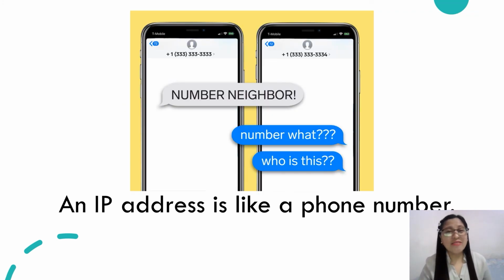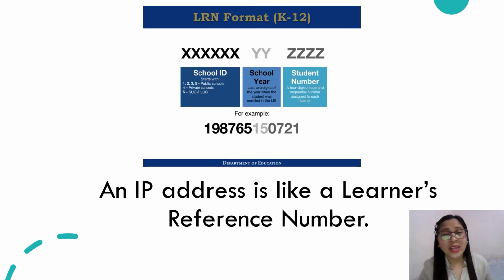Yes, you might have thought of an IP address like a phone number that your computer uses to talk to devices attached to the network. An IP address is like your LRN, or Learner's Reference Number, which is a unique identification number assigned by DepEd to the student. Just like your LRN, an IP address is unique for each device. So no two devices in a network can have the same IP address.